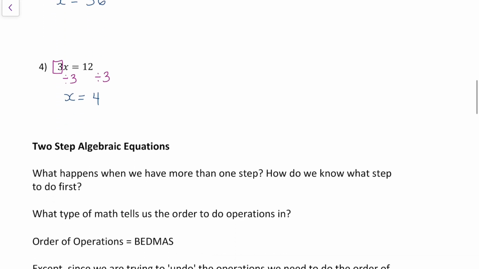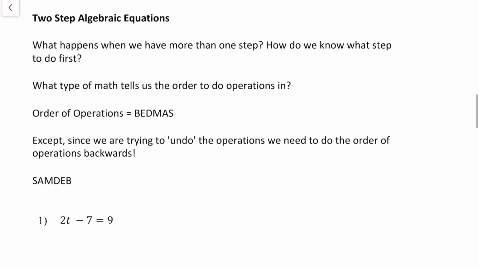What happens if there's more than one step? If we have two-step or multi-step problems, how do we know what to do first? Well, if you remember, we have something in math that tells us what order to do operations in. This is the order of operations, also known as BEDMAS. That tells us what order to do things in.